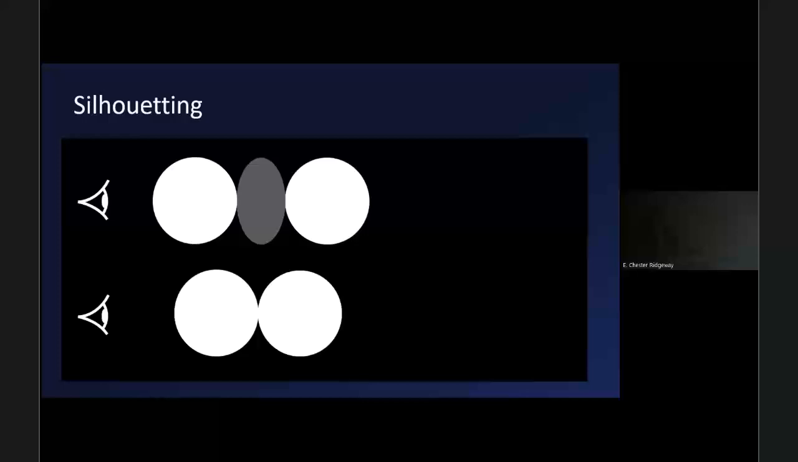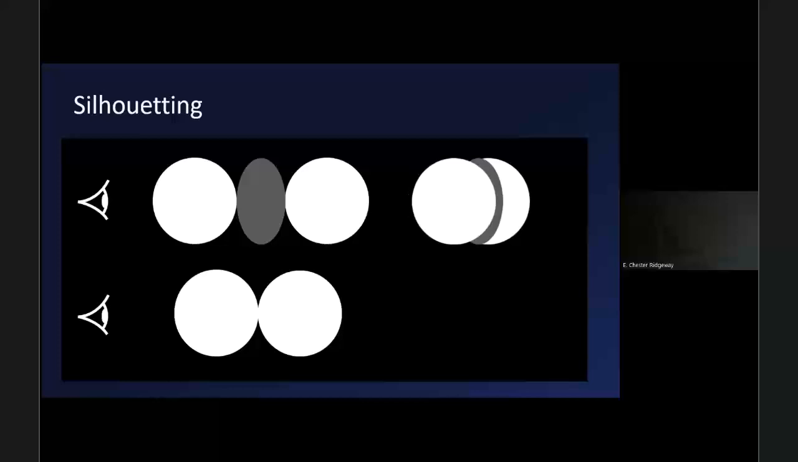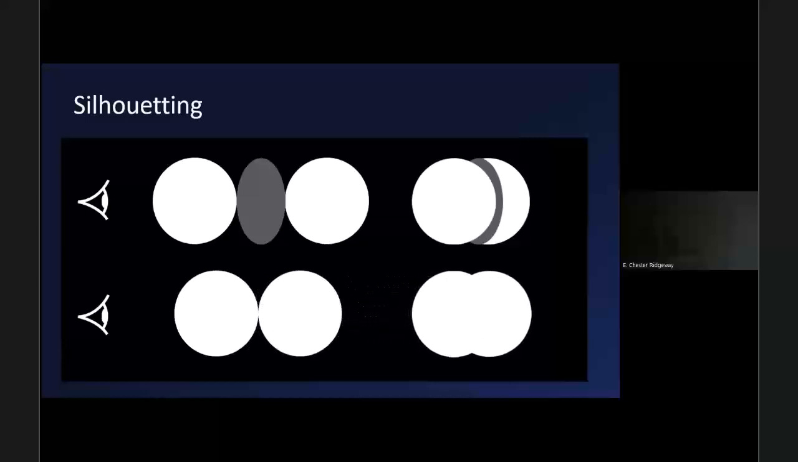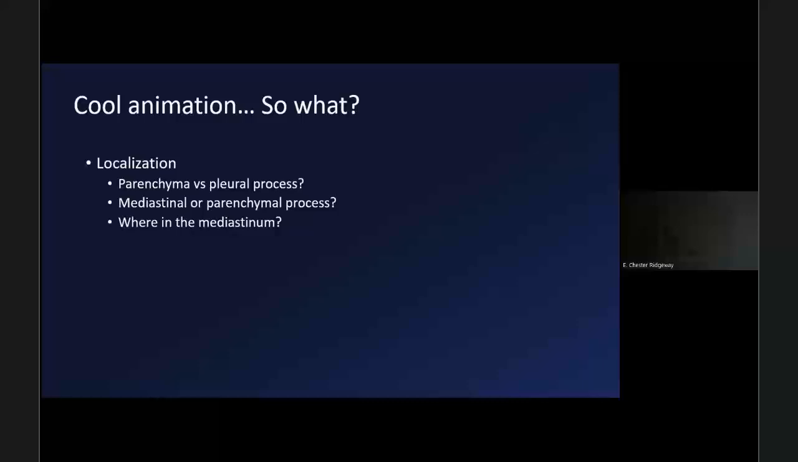If you were looking at this directly on, en face, just as these eyes are symbolizing here, what you're going to see on the top is that thin gray curvilinear lucency, because it's darker, separating those two white objects. On the bottom, you're going to see those two white objects merge together. You can't distinguish them from each other. This concept is going to be used to help us localize processes in the chest when we're looking at a chest radiograph, and through that localization, help us parse out what our differential diagnosis is going to be.